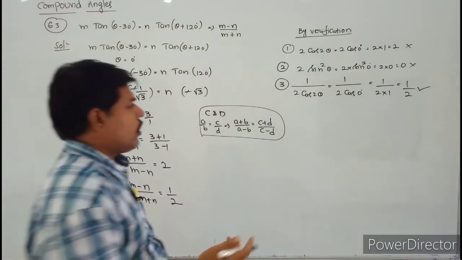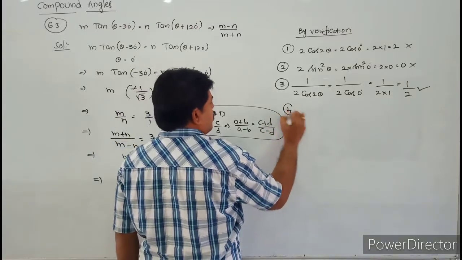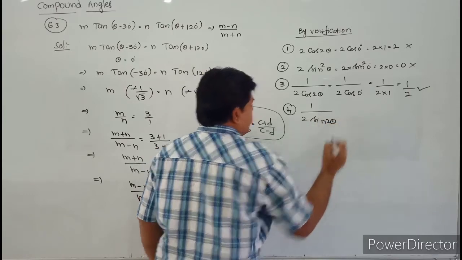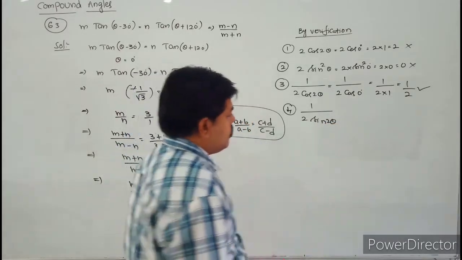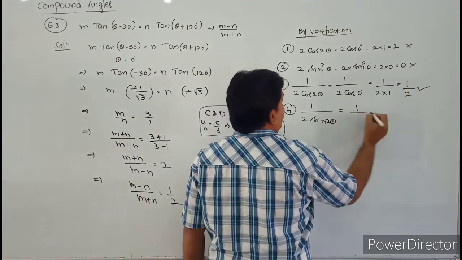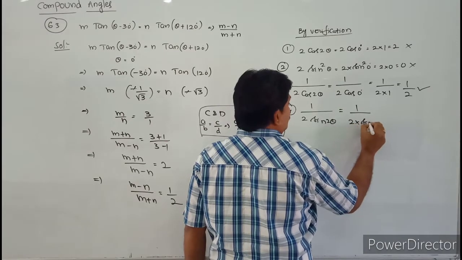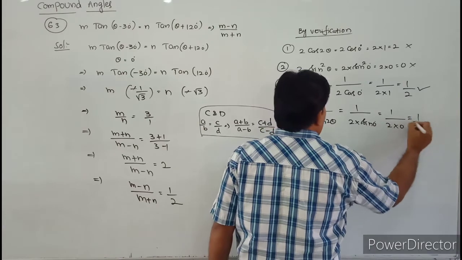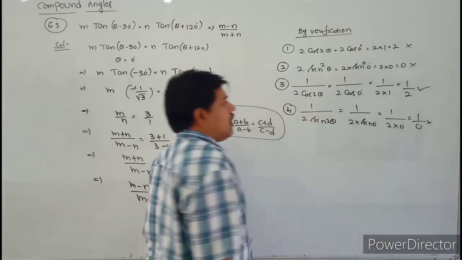You can verify the fourth option also. What is the fourth option, students? 1 by 2 sin 2θ. That is equal to 1 by 2 into sin 0, which is 1 by 2 into 0, so it is not the answer.